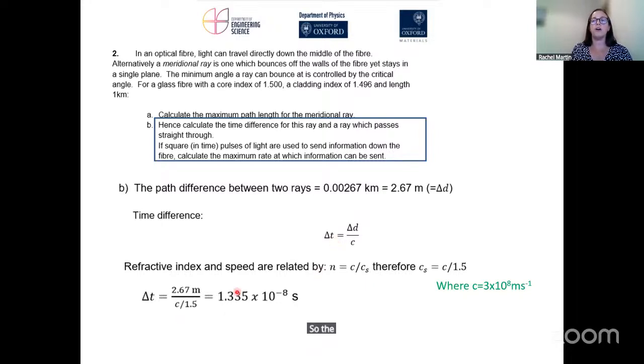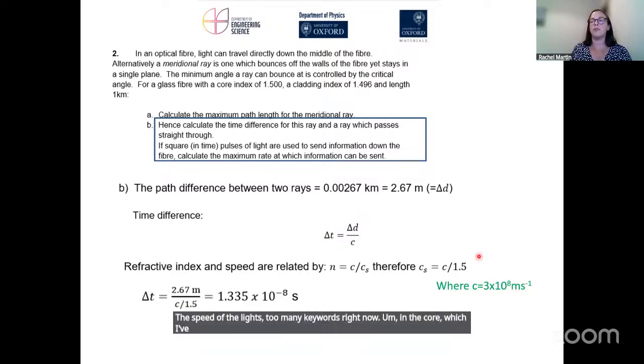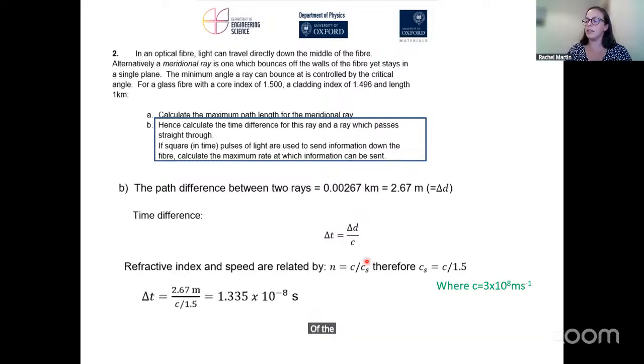So the final answer is the path difference divided by the speed of the light, too many keywords right now, in the core, which I've derived through that definition for refractive index in terms of the ratio of the speed of light in air and the speed of light in a material.